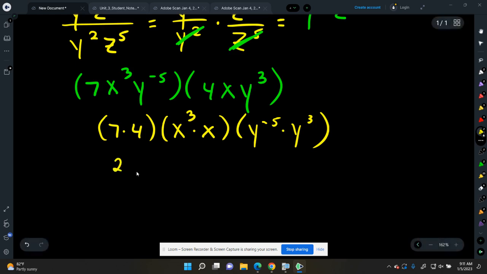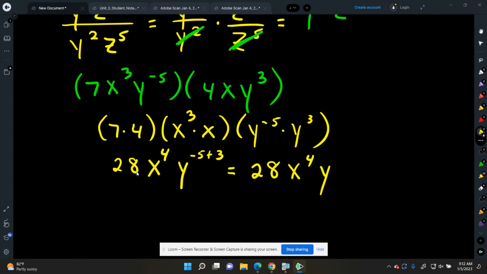Okay, so this is 28. Y to the 3rd, x to the 3rd times x, what does that equal? X to the 4th. Y to the negative 5th times y to the 3rd. Now this is going to be y, pay attention. This is y to the negative 5 plus 3. We add the exponents, okay? That gives me 28 x to the fourth. What's negative 5 plus 3? Negative 2.